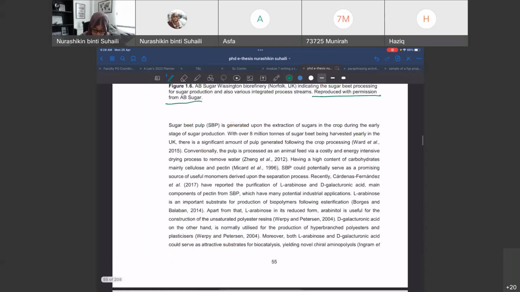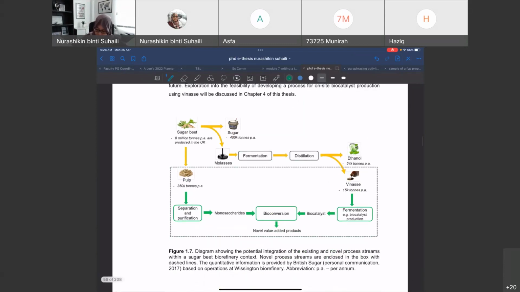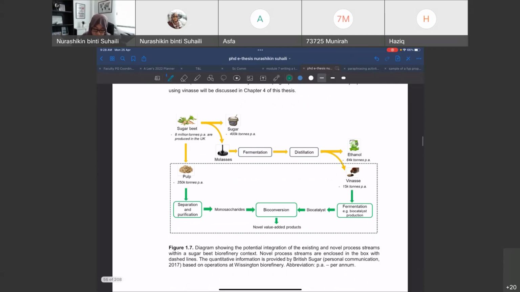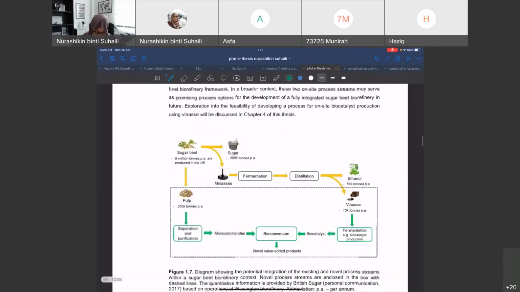Another example is this one. This one I created on my own. Let's say I understand the process and I want to put it into a figure in order to make it much easier for the readers to understand. Then I create the flowchart myself. It's actually a simple flowchart. So this one I created by myself, so I don't have to mention anything. I would just say that this is a diagram showing this and this, right? So it's by myself.